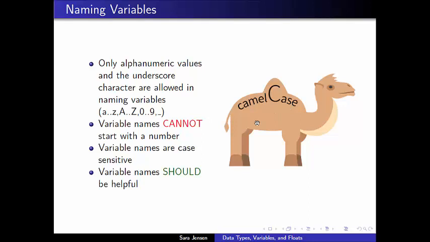Although numbers are allowed within a variable name, you cannot start a variable name with a number. So you cannot say something like 1 radius, you would have to say something like radius 1. And last but not least, variable names are case sensitive, much in the way that passwords are on a computer. So that covers some of the technicalities and the syntax regarding naming variables.